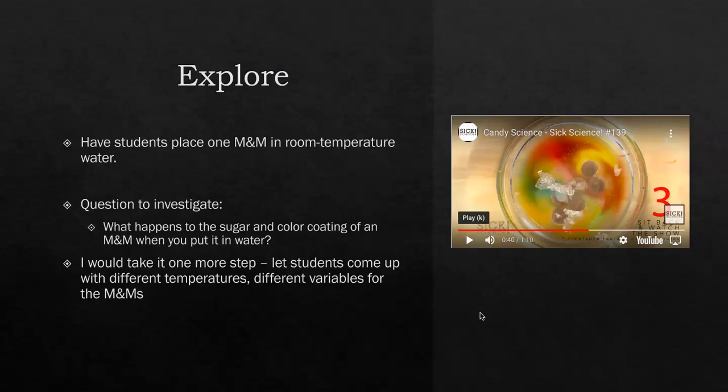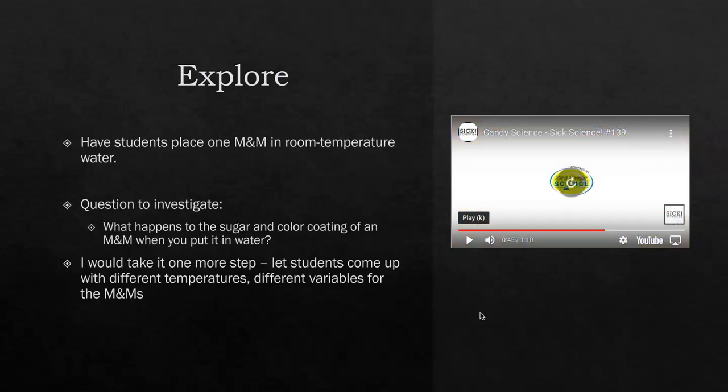But what I'd like you guys to think about is you now need to have your students writing down their observations of what happens to the sugar and color coating of an M&M when you put it in water. And also this is when you start getting them to think about things. I would take it one more step. Let students come up with different temperatures and different variables for those M&Ms, or start to really think about why this is happening.